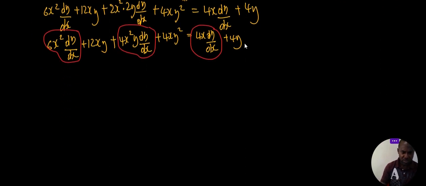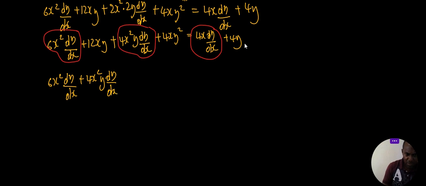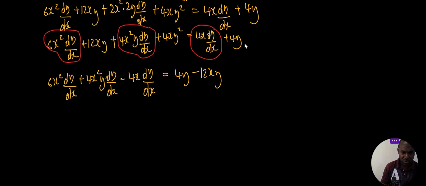So we'll take this one over and bring it over. So this becomes 6x squared dy by dx plus 4x squared y dy by dx, and we're going to bring this over, so it's going to become minus 4x dy by dx, and of course all the other terms must be taken across to the right hand side. We already have 4y over here, so we'll keep that. So we get 4y. When you bring the plus 12xy across, it becomes minus 12xy. When you bring the 4xy squared across, it becomes minus 4xy squared.